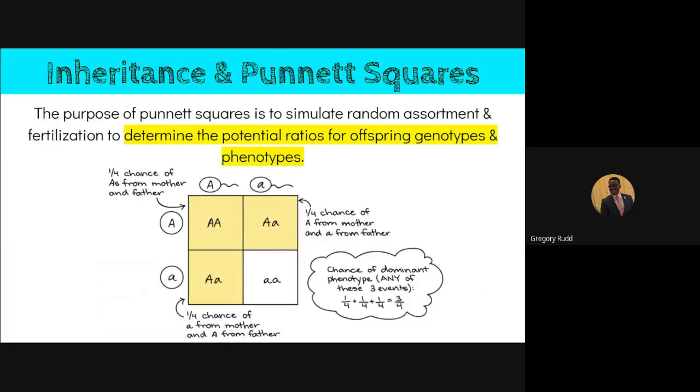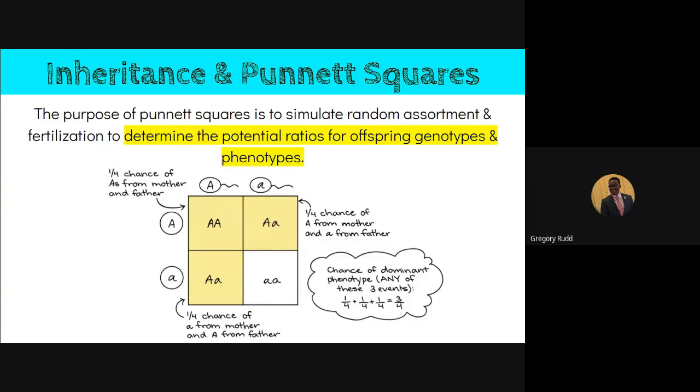So we talked about the definition of inheritance yesterday. It is the process by which genetic information is passed on from one generation to the next. You inherit your genes from your parents. And the same is true not only for humans, but also for any other organism that reproduces. And so the purpose of Punnett squares is to simulate the process of this inheritance, to simulate random assortment and fertilization in order to determine potential ratios for offspring genotypes and phenotypes.